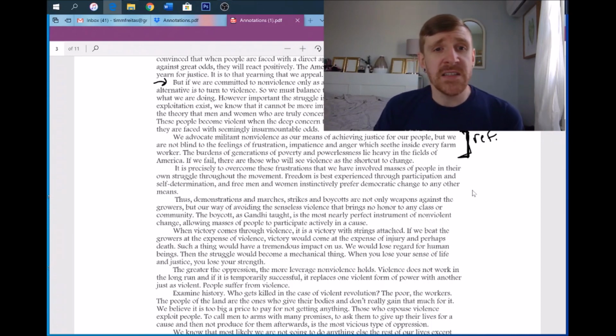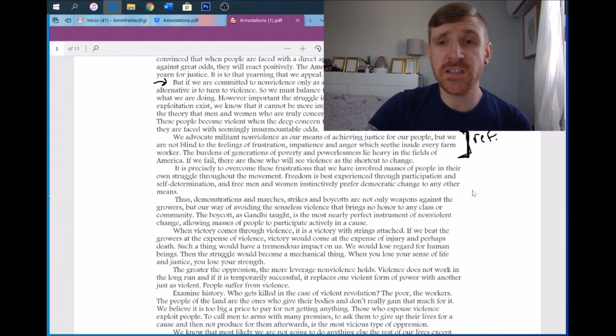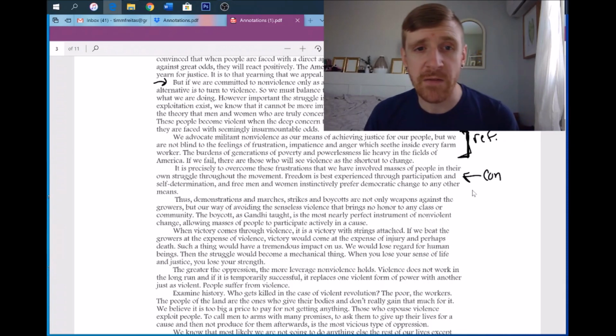So it says here, it is precisely to overcome these frustrations that we have involved masses of people in their own struggle throughout the movement. Freedom is best expressed through the participation and self-determination of many, and free men and women instinctively prefer democratic change to any other means. Sure enough, right? He's addressing these counter-arguments, and in doing so, he's confirming his stance that there's more power in nonviolence.